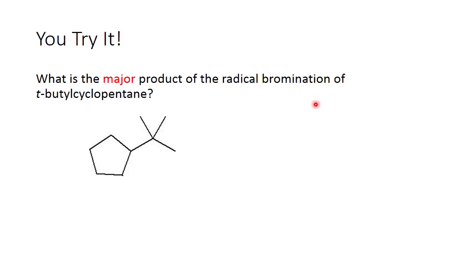What is the major product of the free radical bromination of t-butyl cyclopentane? Go ahead and determine what would be the outcome of this reaction for the major product. Hint, hint, think about stability. Okay, the major product would be this one. Why? Well, if I look, I've got primary, primary, primary, quaternary, so bromination cannot occur there. Secondary, secondary, secondary, secondary, and tertiary. Tertiary is most stable, so the most likely product is going to be from the most stable intermediate.